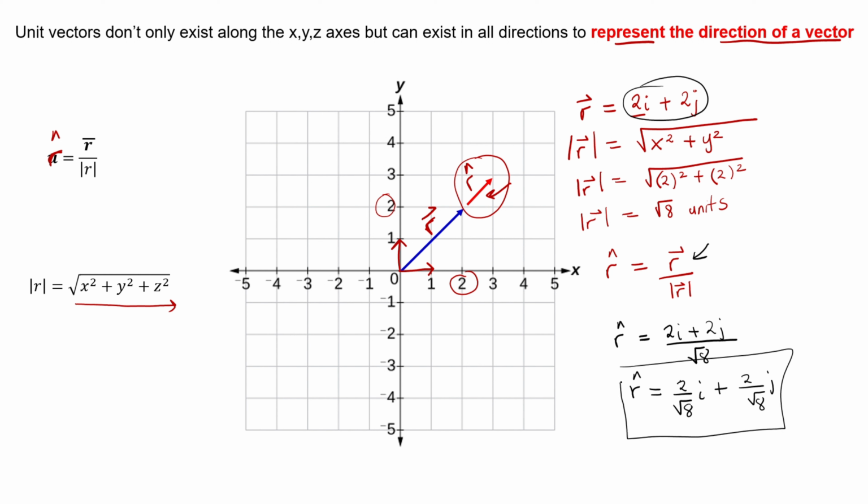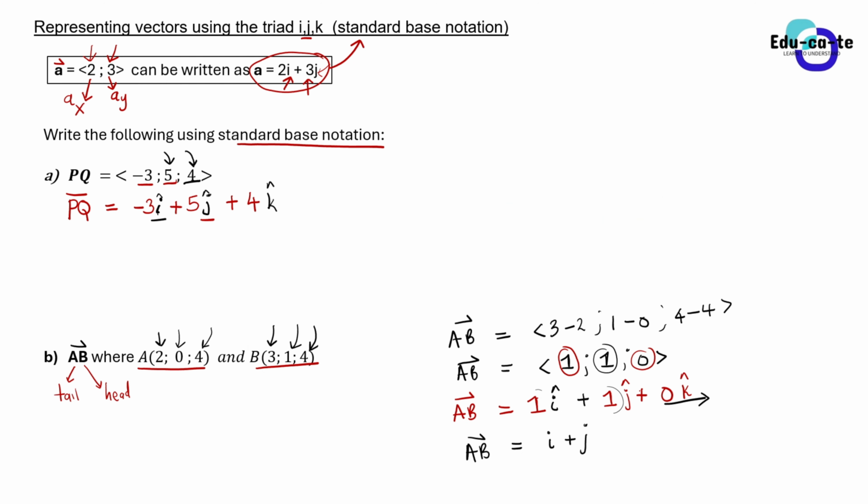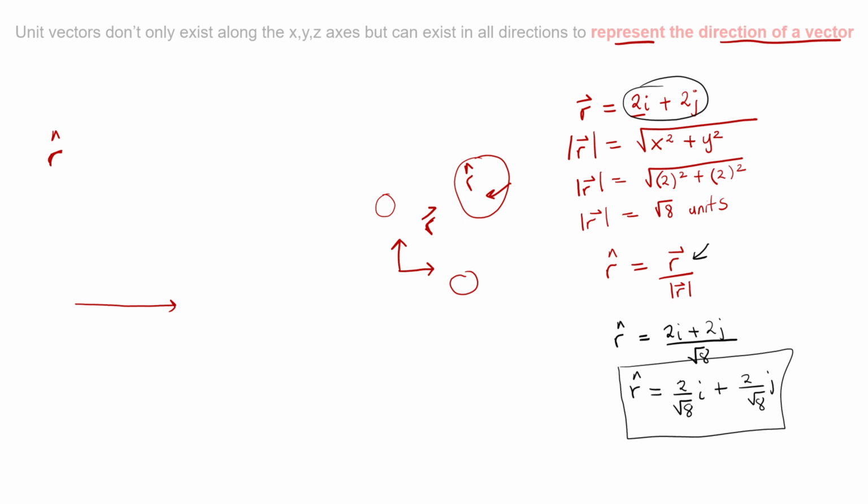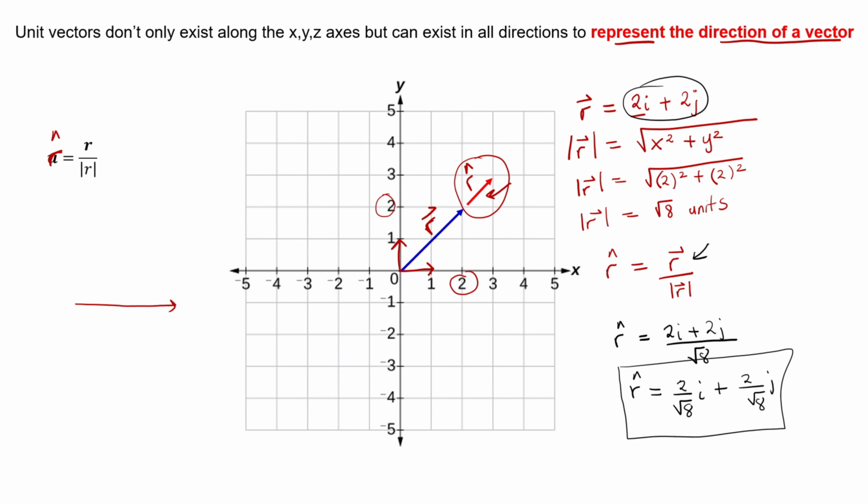The i and the j component of this unit vector basically tell you the direction in which a certain vector is going. It's a directional vector. So do not be misled to think that a unit vector only exists along the x-axis, which is the i, j, and k, but they can exist in any direction to represent the direction of a certain vector. In this case, the unit vector r cap, the red one, is representing the direction of the blue vector r.